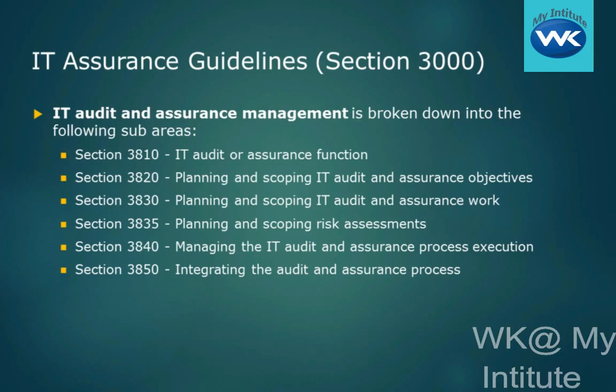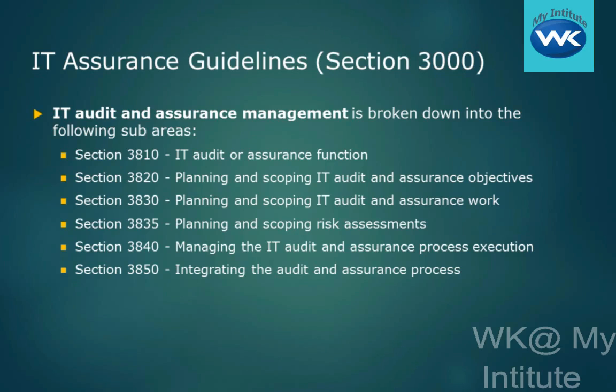The first one is 3810, which is the IT audit or assurance function guidelines about what it is, what we're creating and working with, and then more specifically in section 3820, the planning and scoping of IT audit and assurance objectives. Section 3830 gives us guidelines for the planning and scoping of the IT audit assurance work. Notice we're breaking down all of these little things, right? Objectives, the work that we're going to do.